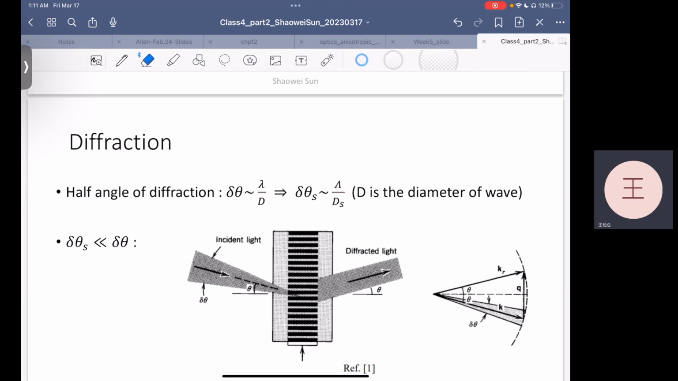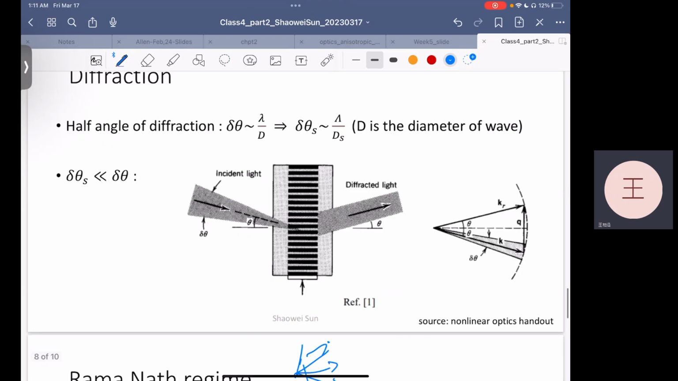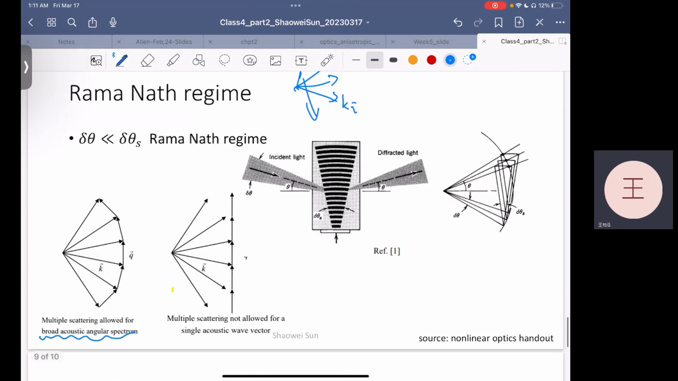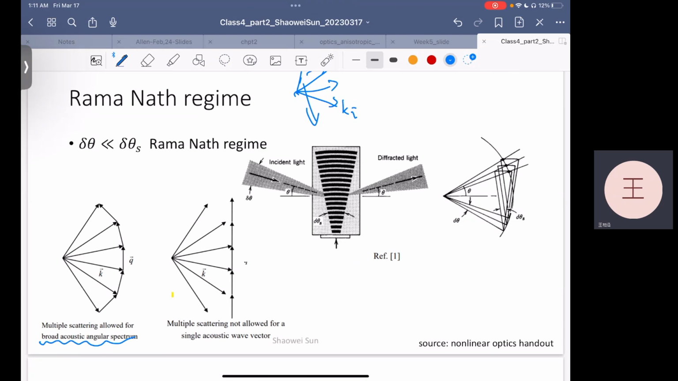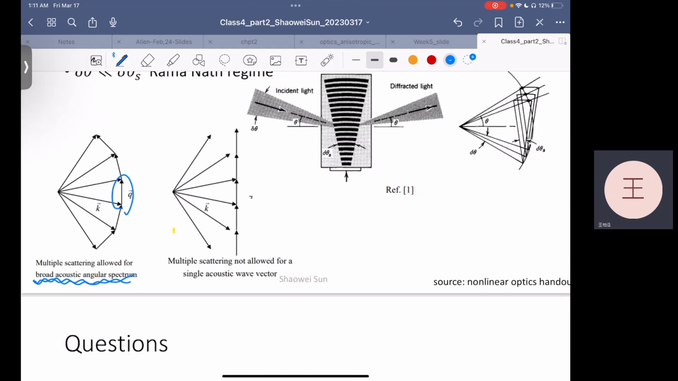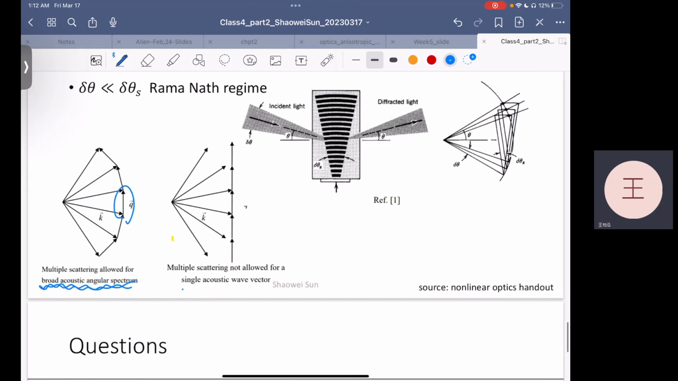And speaking of the propagation diffraction, some people may think of scattering. What if I have multiple incident propagation vectors scattering? It's kind of possible. However, it's only allowed for broad acoustic angular spectrum because you need to have the phonon that makes you obey the energy and momentum conservation. So if you are only in a single acoustic wave vector, that will not be the case.